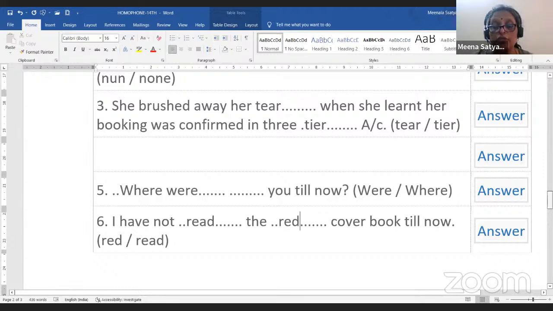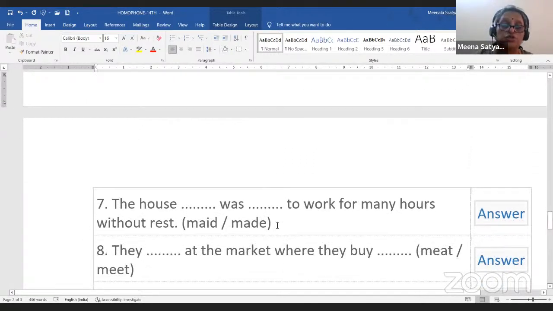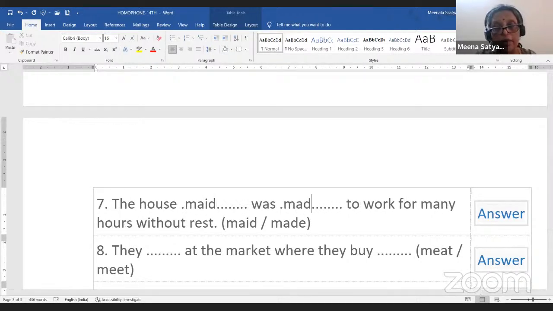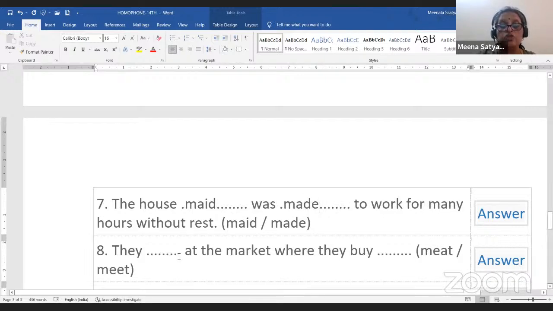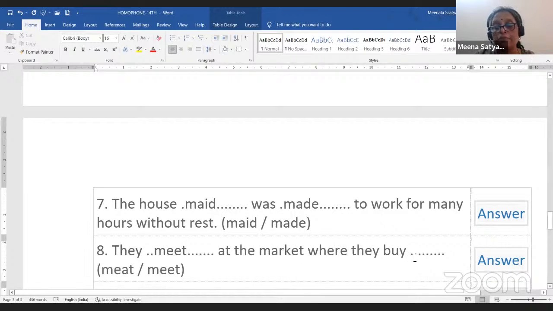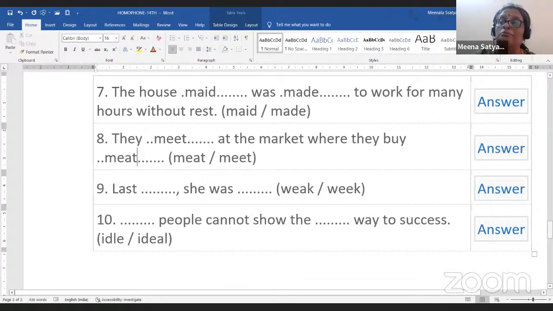So this is another exercise that I really wanted to do with you. The housemaid, M-A-I-D, was made to work, M-A-D-E. They meet at the market where they buy meat, M-E-A-T. So you can only probably get one question like this in your exam, but don't miss it. It's the easiest, I must say. Please don't miss it. It's the easiest.